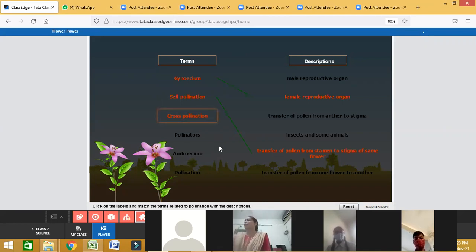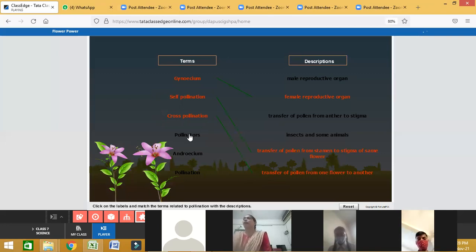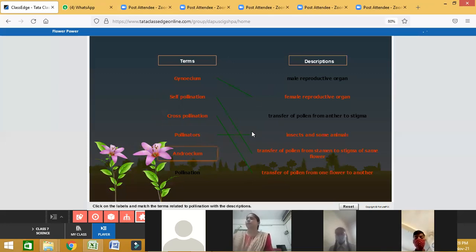Now come to the cross-pollination. Tanmay? When transfer of pollen from one flower to another. Transfer of pollen from one flower to another. Very good. Now come to the pollinator. Pollinators are, Sachi, insects and some animals. Excellent. Very good. Now androecium, Tanmay. Male reproductive organ. Very good. Excellent. Androecium is the male reproductive organ.